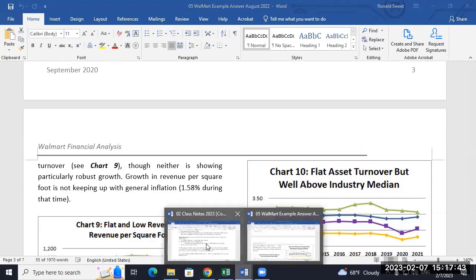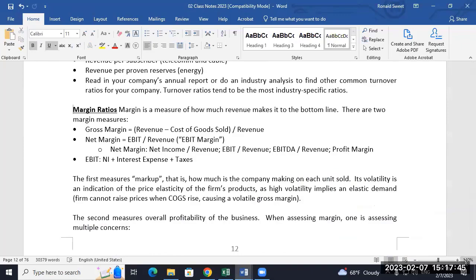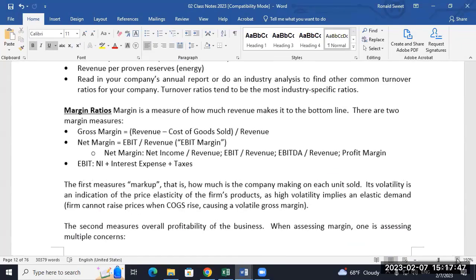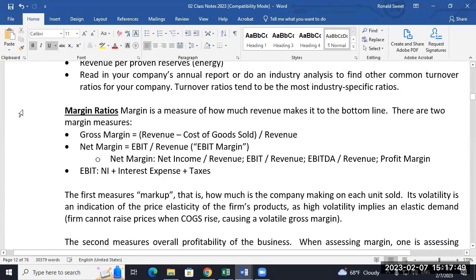So let's jump back to the class notes and talk margin here. On margin, there's two types of margins. There's gross and there's net. Gross margin's fairly straightforward. Now you have to be real careful. Some call it gross revenue. Some call it even gross profit, which I don't like. I like gross margin.